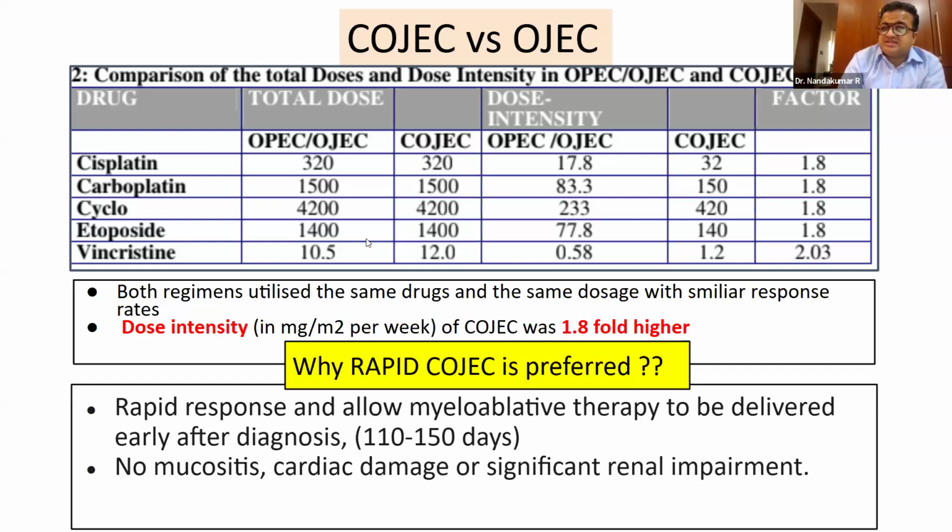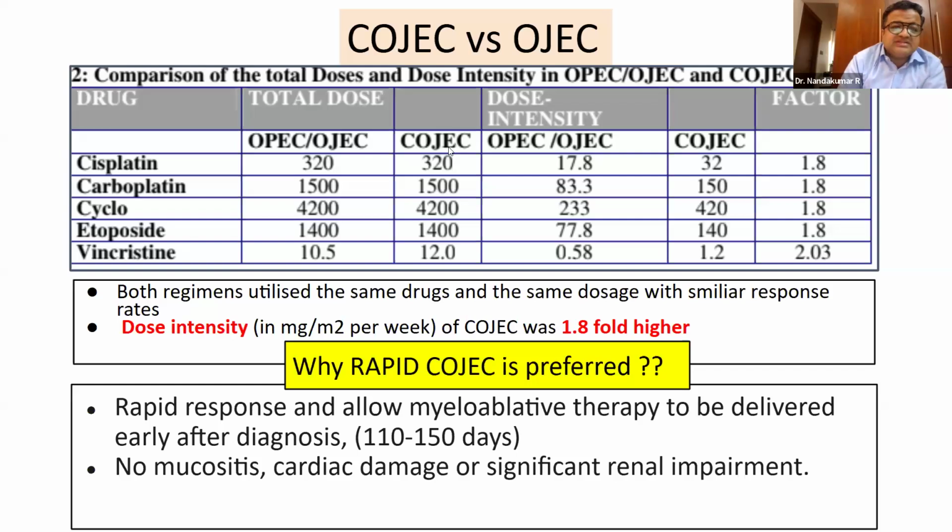So the doses are the same. Remember, the table on the left, the doses of all these drugs are the same. However, a 3-weekly regime versus a 10-day regime, the dose intensity was 1.8-fold higher per week, because this is given every 10 days and that is given every 21 days. So the advantage of giving chemotherapy every 10 days is that you're able to finish your induction chemotherapy very fast. So subsequently, you're able to transplant them a little early.